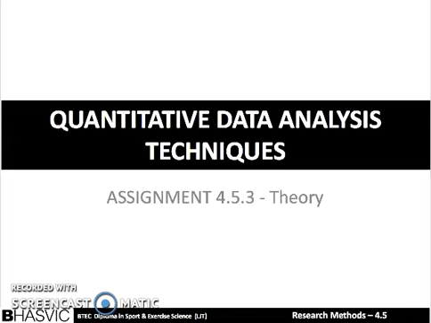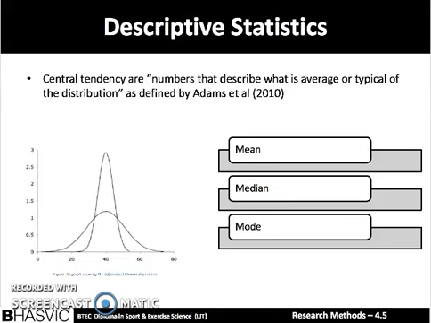So we now move on to descriptive statistics. If we start with central tendency, central tendencies are numbers that describe what is average or typical of the distribution. They describe the data you collected in a numerical form. This leaves no room for interpretation at this point, as the data is simply described. There's no explanation to it.